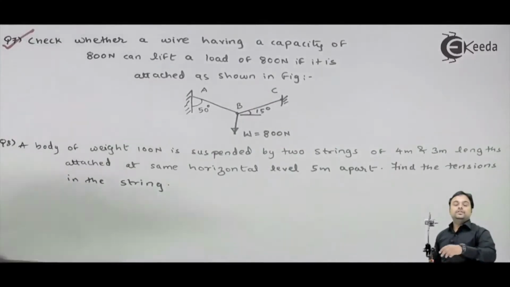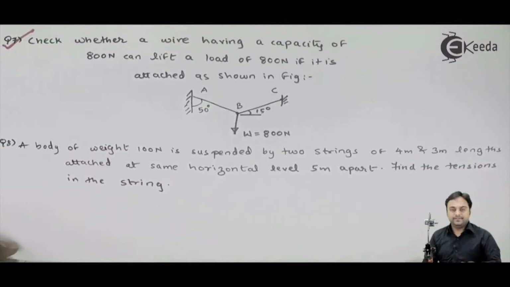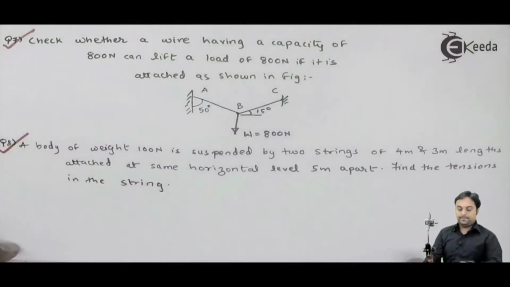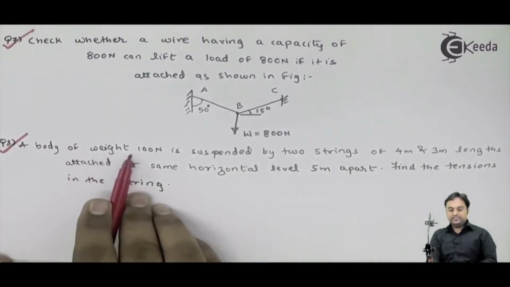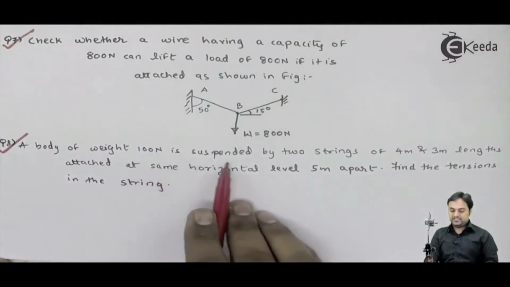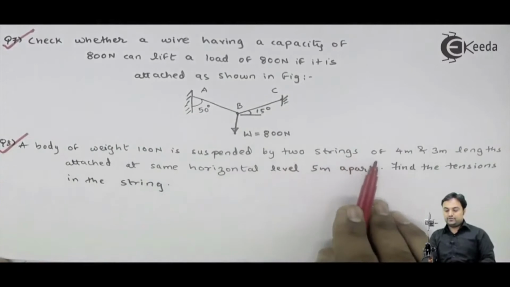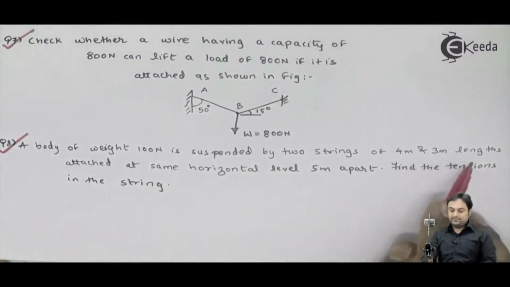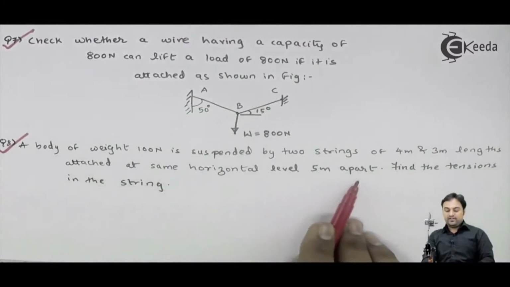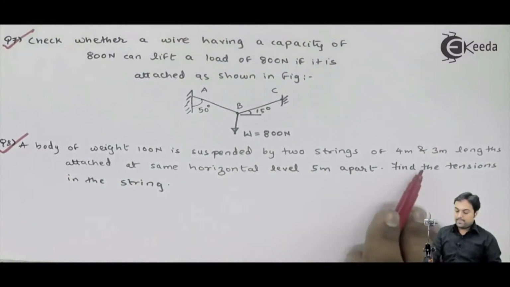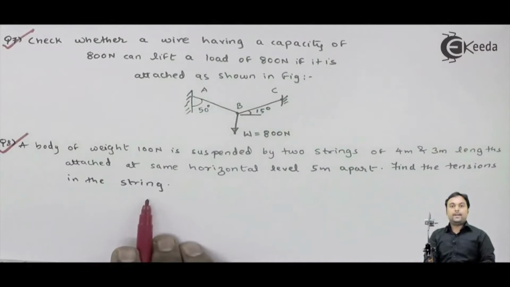Let us start with the next question, question number 8. I am marking the question. Let us read it. A body of weight 100 Newton is suspended by two strings of 4 meter and 3 meter lengths attached at same horizontal level 5 meter apart. Find the tensions in the string.